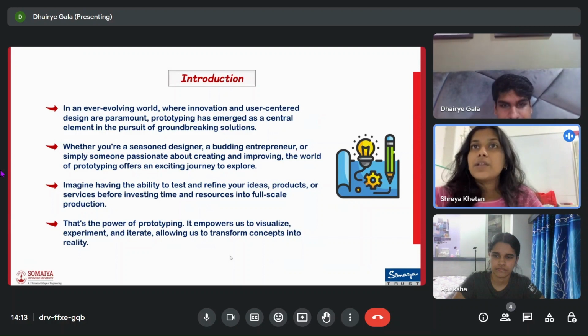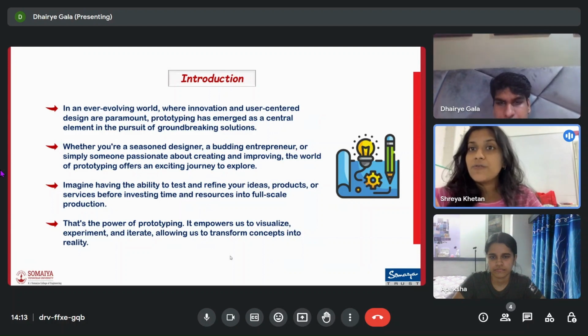Imagine having the ability to test and refine your ideas, products, or services before investing time and resources into full scale production. That's the power of prototyping. It empowers us to visualize, experiment, and iterate, allowing us to transform concepts into actual reality.